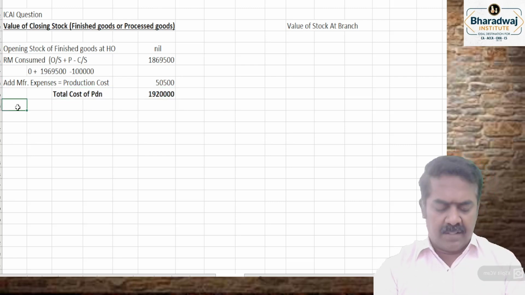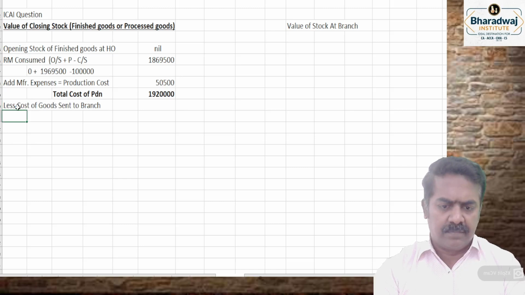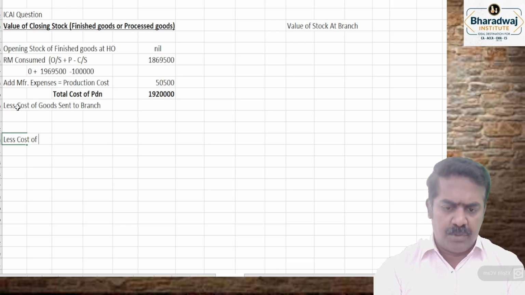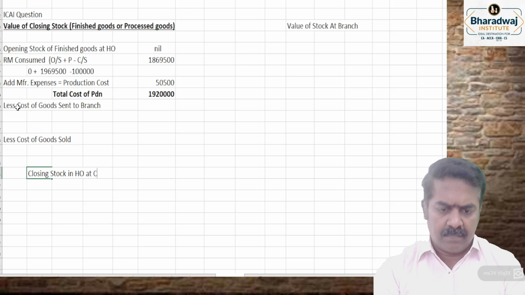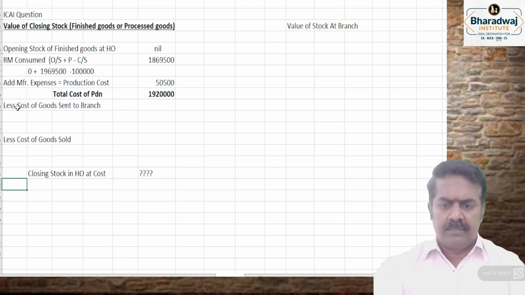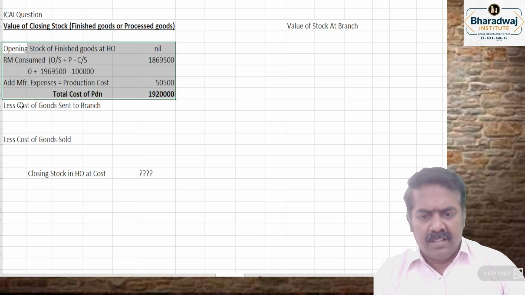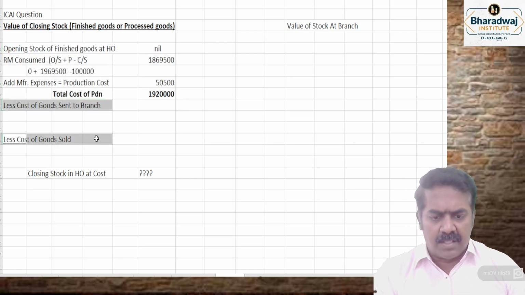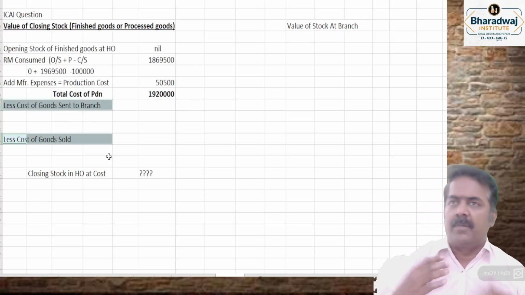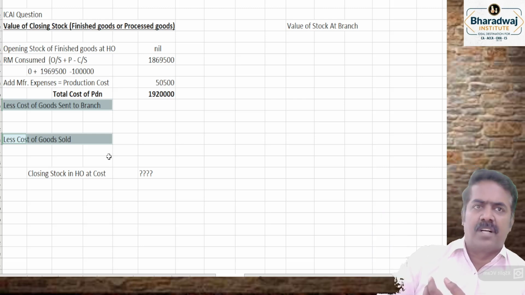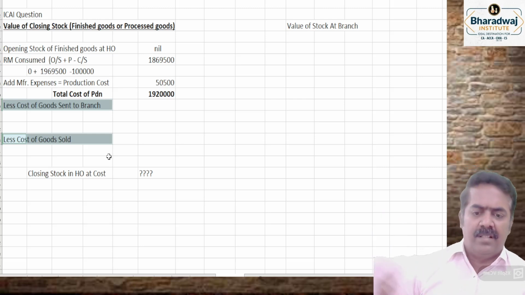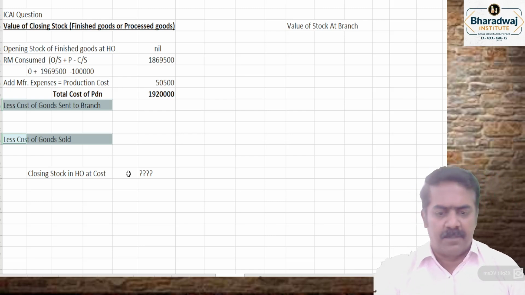This is what we manufactured. Less cost of goods sent to branch. Then less cost of goods sold. You will get closing stock. See, this much we manufactured. In that some goods are sent to the branch. In that some goods are sold out. Now take head office. What are we going to do with the manufactured goods? We send to the branch and we sell. Find out the cost. Then the balancing figure will be what? Closing stock at what price? Cost price. How to work out?